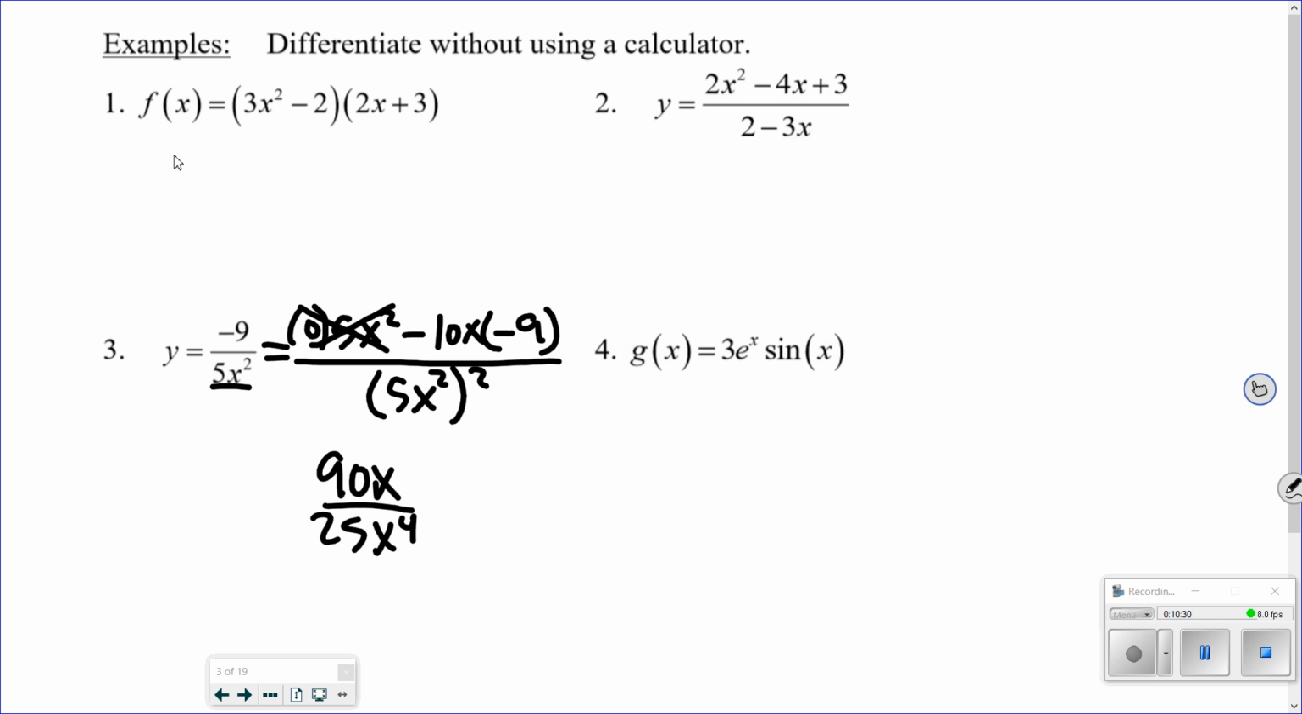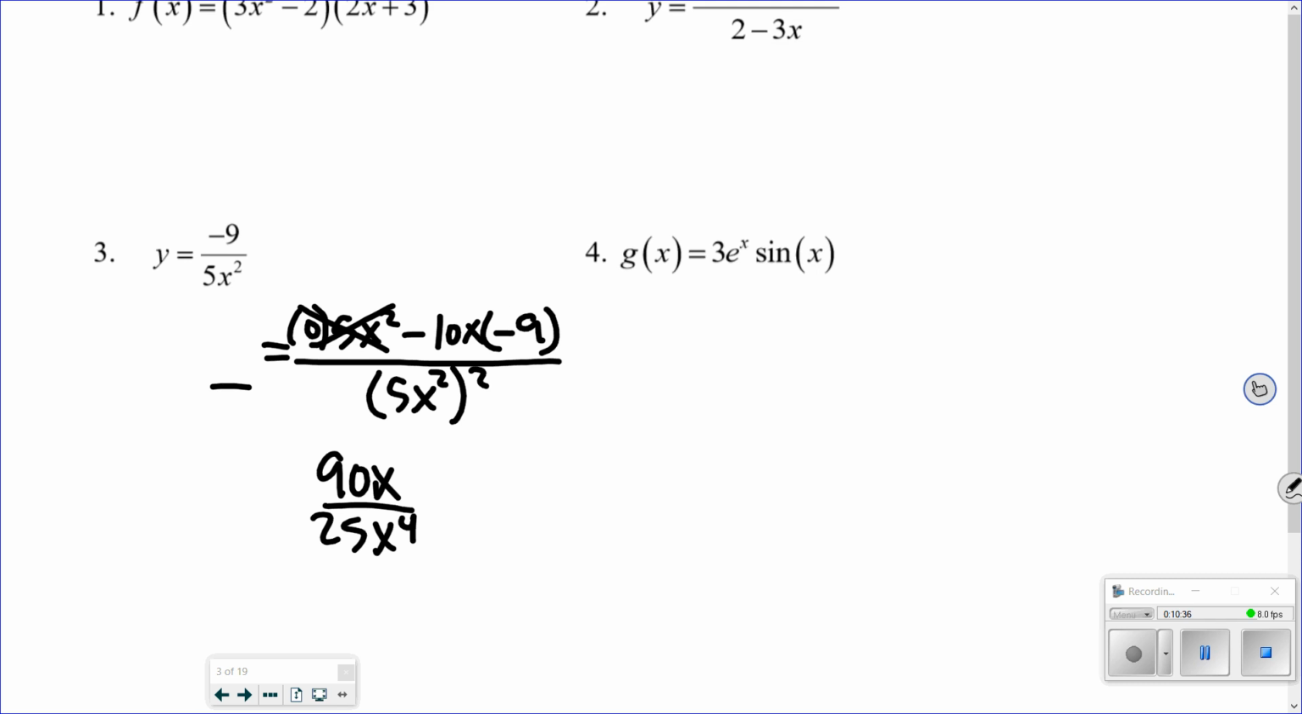Well, I almost made a mistake here. Be really careful with this. This does not equal this, right? I'm going to slide that up. This is what y prime equals. Ooh, be careful with that.